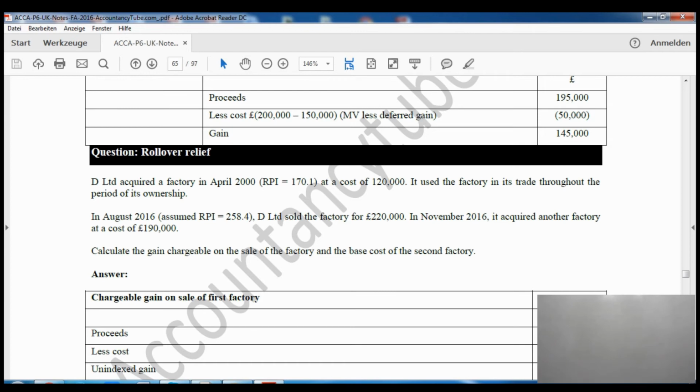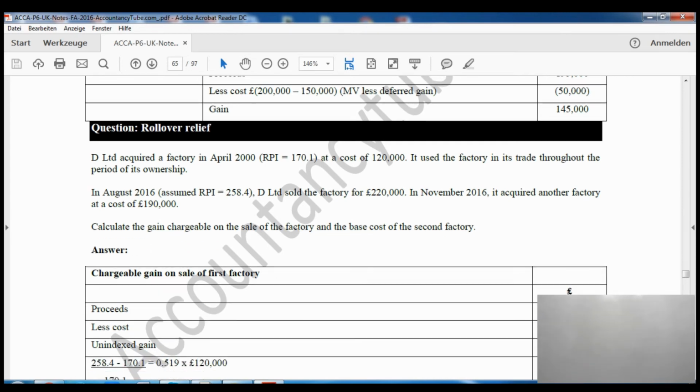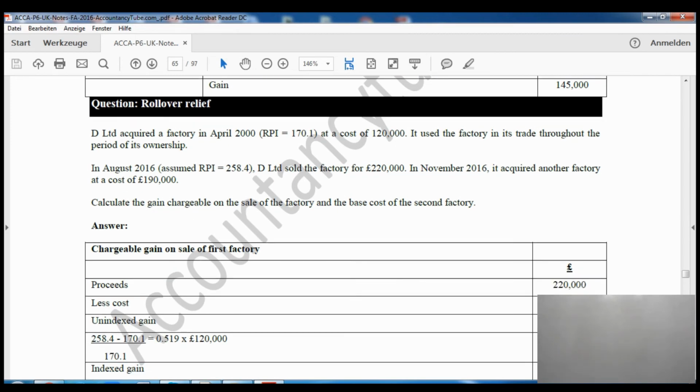Now we have to calculate the index factor and indexation allowance: RPI in the month of sale less RPI in the month of purchase, over RPI in the month of purchase, multiplied by the cost. That is our indexation allowance, and after deducting it, as we have seen earlier, we get our indexed gain. Now we need to figure out how much of the money is not reinvested. The money not reinvested is chargeable immediately.